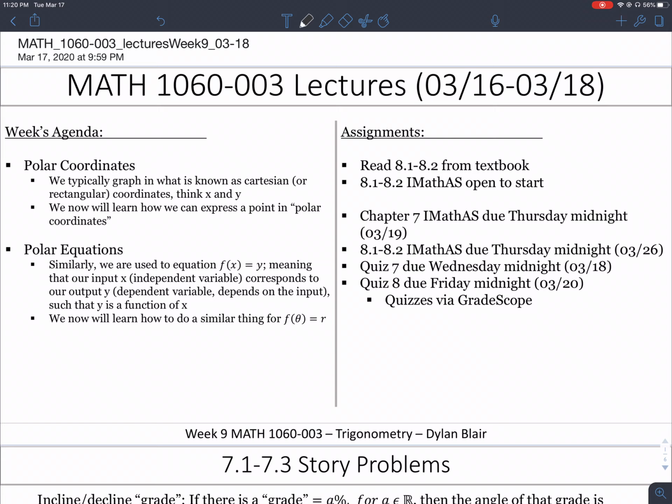Chapter 8 is the concept of using polar coordinates for different ideas. And polar coordinates is just a different way of expressing something in a different coordinate system. So we can express functions in different coordinate systems. We can express points in different coordinate systems. And the coordinate system that we're typically used to using, you may not know the name of it, but it is called the Cartesian coordinate system or a rectangular coordinate system. So you're thinking about your x and y.